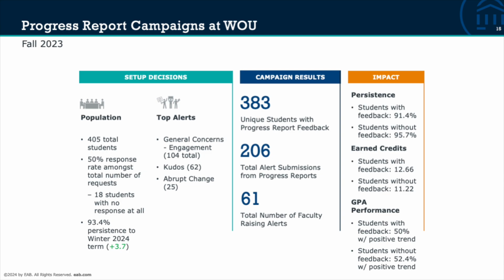But in terms of the top alerts, as you can see, at least in fall, the general concerns around engagement, attendance was your top. So we had 104 submissions around this. The next top one was actually your kudos, right? So both the doing kind of great and then improving. So this is always really nice to see, right? Because then that, to me, indicates that faculty recognize that this is not just a kind of negative tool, that it actually can be a way for you to provide some positive affirmation. The third one was around abrupt change, and everything else kind of fell below that 20 alert. So these are kind of the top three.